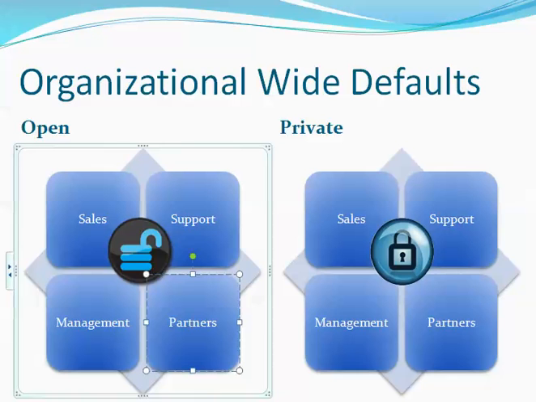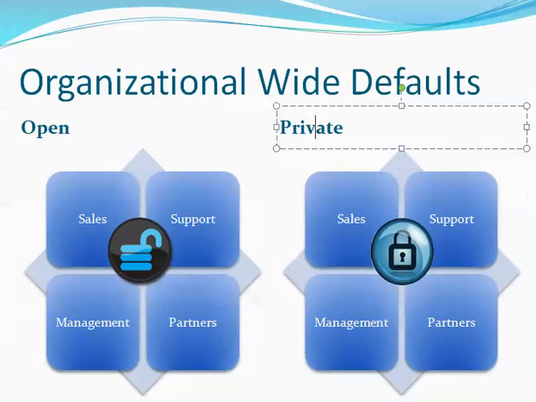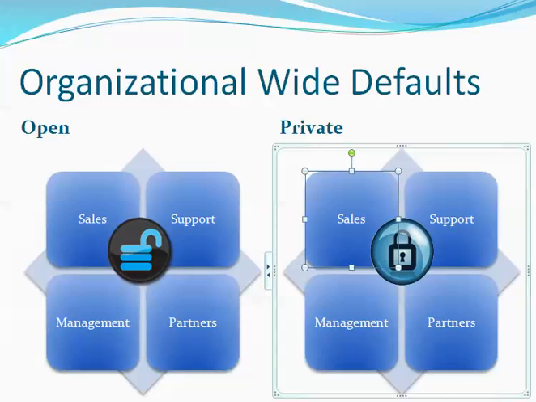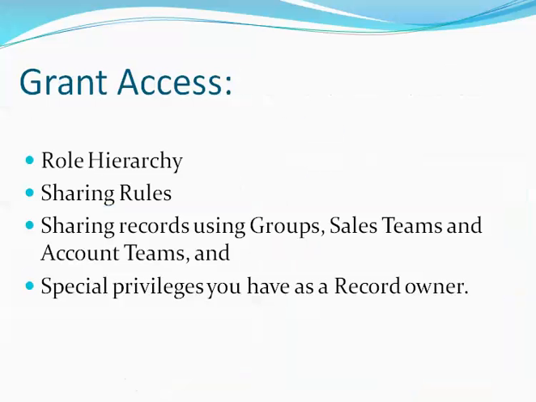But if the answer is yes, we do not want our partners, for example, to see all our accounts, then your business will fold over to the right-hand side here, and you will have a private sharing model. Now, there are a number of ways to grant access once you've locked this down. You have your role hierarchies, sharing rules, sharing records using groups, sales teams, and account teams, and special privileges you have as a record owner. So we're going to be going into that as well in the demo.